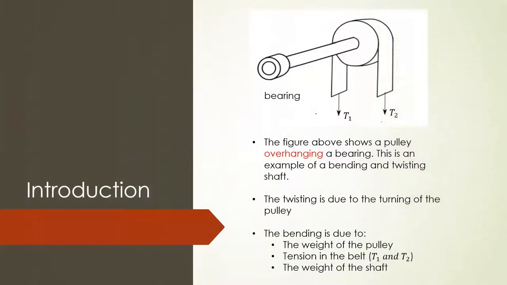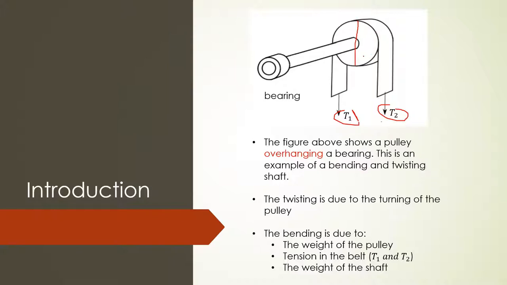Let's look at this for my introduction. What are we talking about when we're talking about combined bending and twisting of shafts? This is just background information. As you can see here, this is a bearing. Take it as we treat this bearing as a support. And then you've got a pulley there at a particular diameter, which has got two belt tensions, T1 and T2.